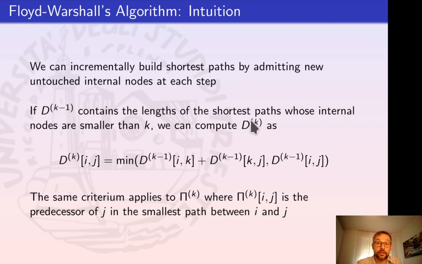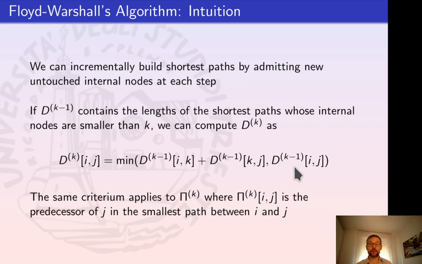then we can compute the matrix containing the length of the shortest path whose internal nodes are smaller or equal to k by using this equation. So either the shortest path between I and J does not contain k, and this is the one case, or by allowing a path moving through k, we are able to find a shorter path. And in that case, the shorter path we have just discovered by allowing k, which is the value we need to insert into position ij of the matrix Dk, is the sum between the shortest path between I and k and the shortest path between k and J.